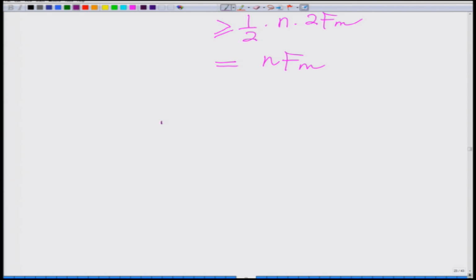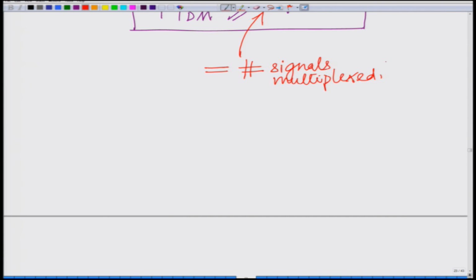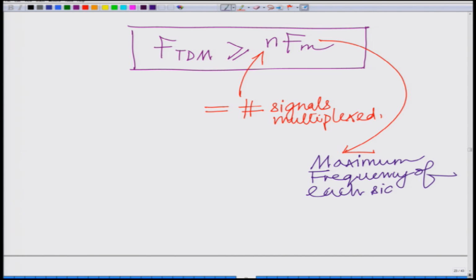Therefore, we need the bandwidth of the time division multiplexed signal to be greater than or equal to n times Fm, where n is the number of signals multiplexed, and Fm is the maximum frequency component of each signal.